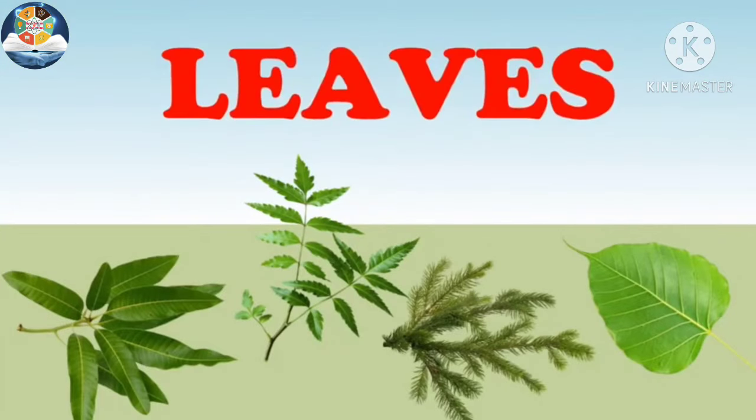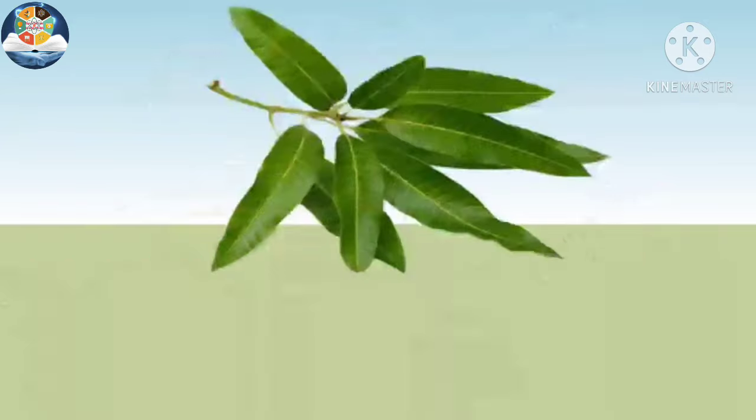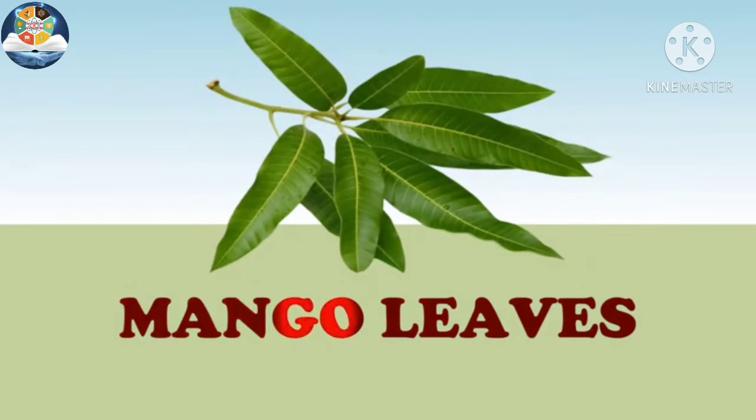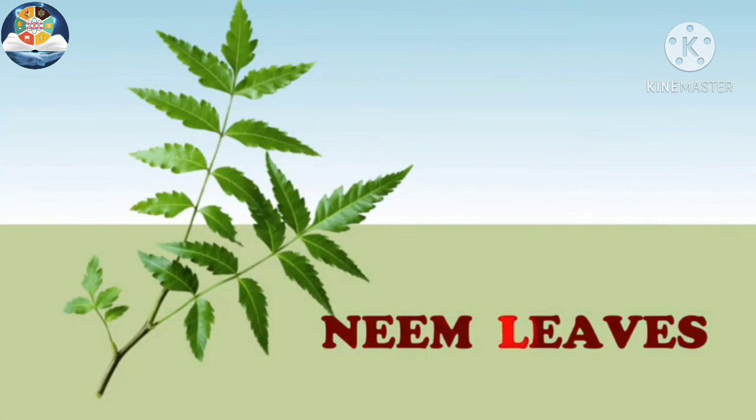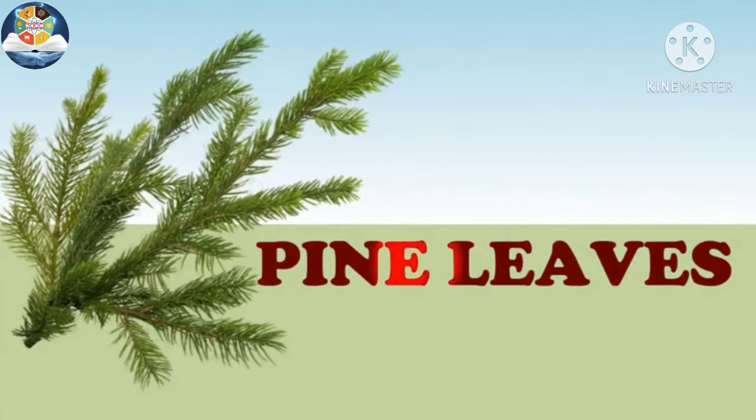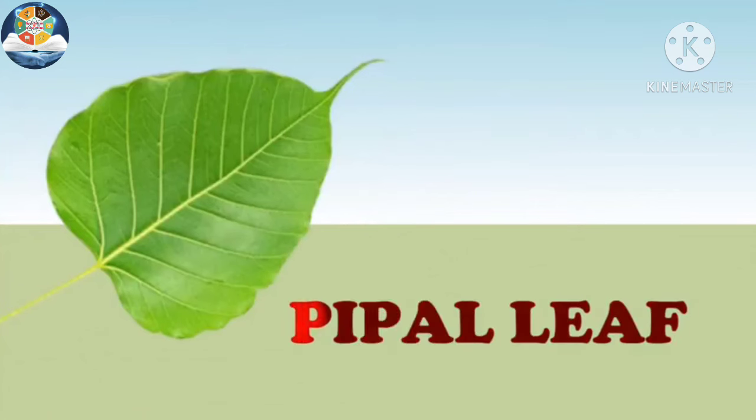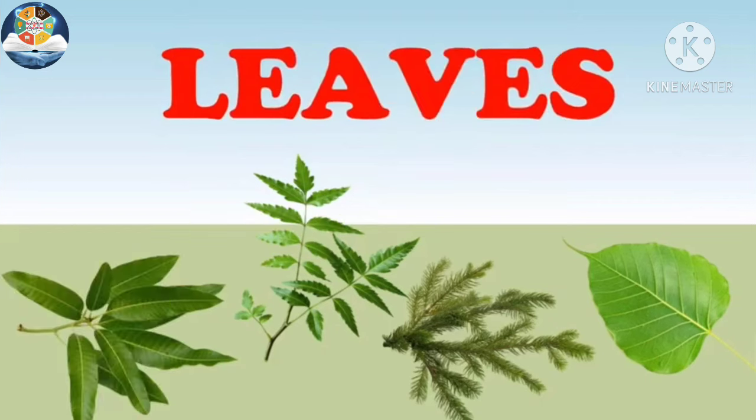Leaves. Students, we can identify some plants by looking at their leaves, because different plants have different kinds of leaves, like mango leaves, neem leaves, pine leaves, and peepal leaves. Students, do you know leaves are called the kitchen of plants?